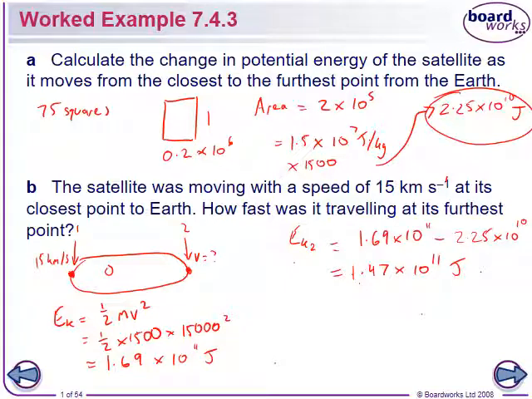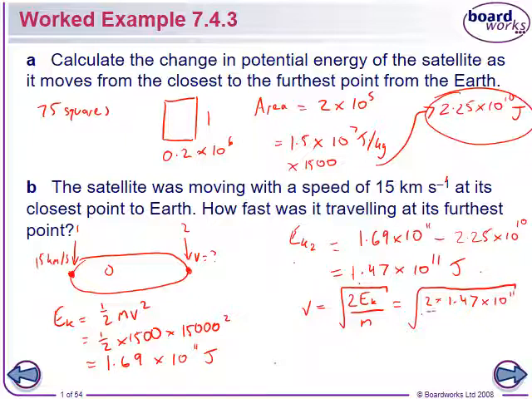We should be able to convert that to velocity. If we rearrange our kinetic energy equation, our velocity is equal to the square root of 2 times 1.47 times 10 to the 11 over the mass of the object, which is 1500. I need to work that out. And you should get about 14,000 meters per second. Close to that, I've got 13,976, but 14,000.